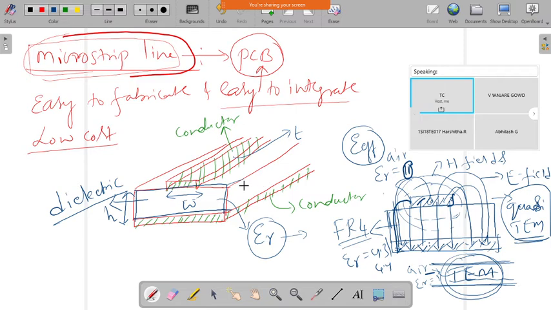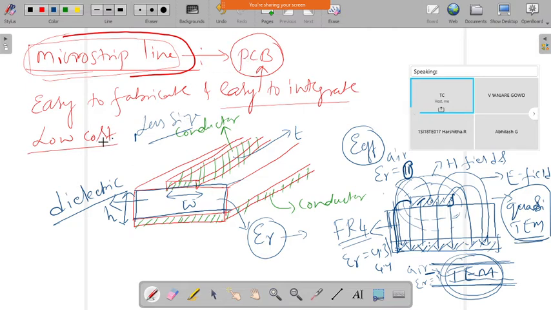So all microstrip structures, whether antenna, microwave circuit, filter or anything else in the microstrip format, will have the quasi TEM mode of propagation. Now, what are the disadvantages of this microstrip line? We have seen some of the advantages: easy to fabricate, easy to integrate, low cost, and the size is very small. You can design it on a normal PCB. So many advantages are there.